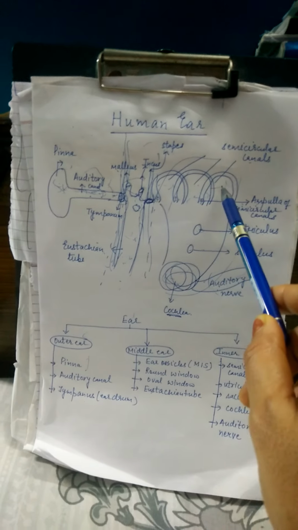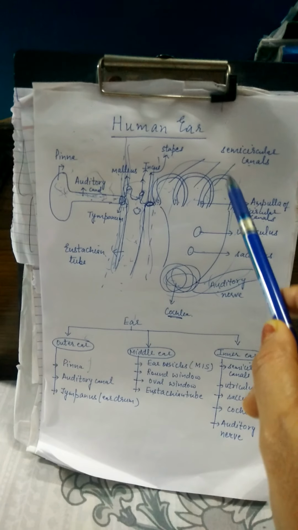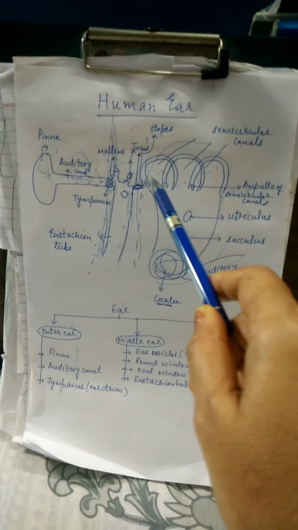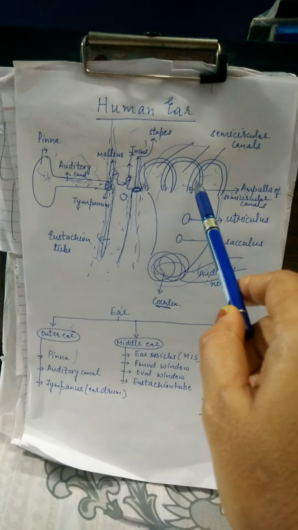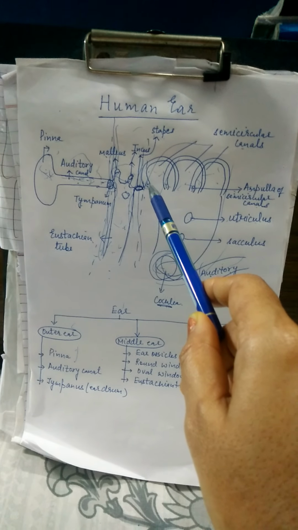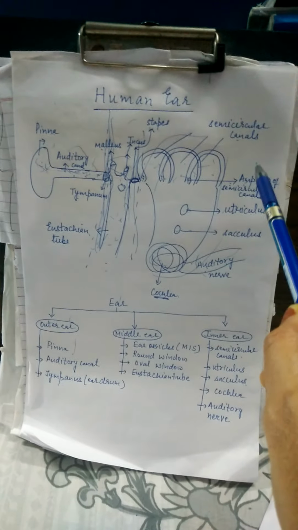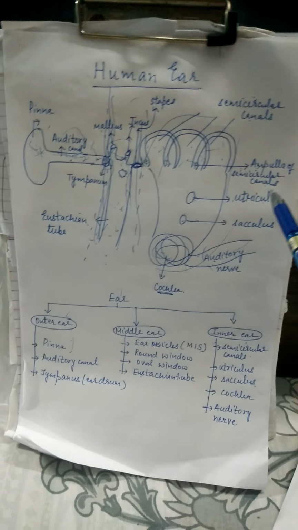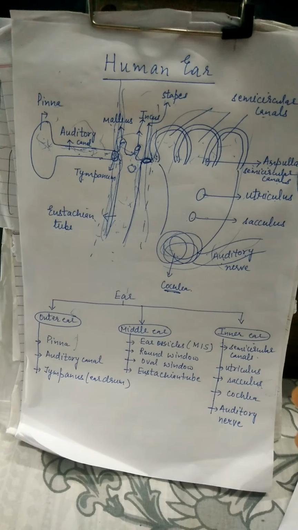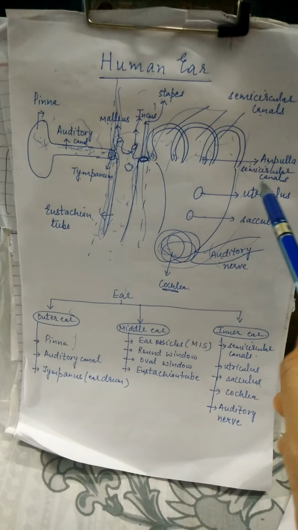They are responsible for the balance of the body. They help in the balancing of the body. Right. So you can see at the base of the semicircular canals, you find the ampulla. It's a swollen part and is filled with a fluid, जिसको हम कहते हैं ampulla of semicircular canals. इनका काम क्या है? It is responsible for the dynamic balance of the body.